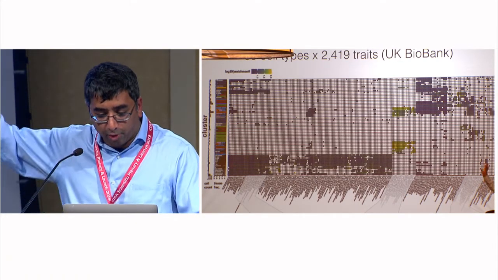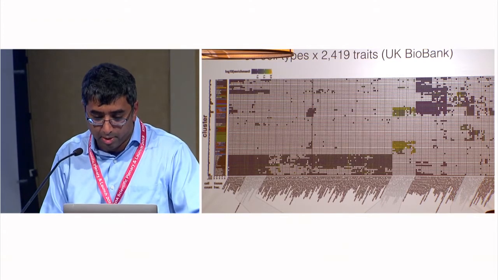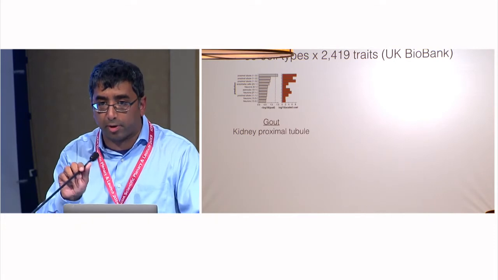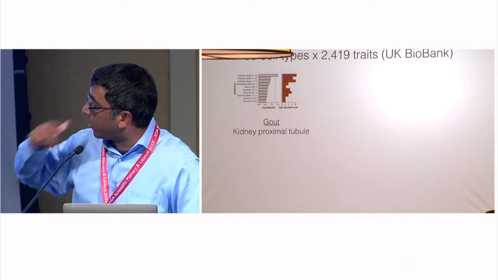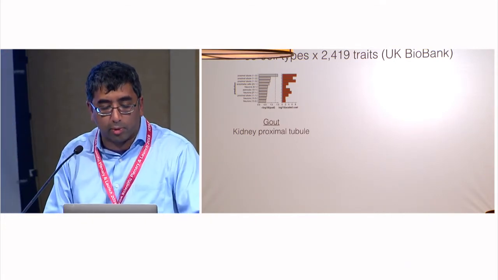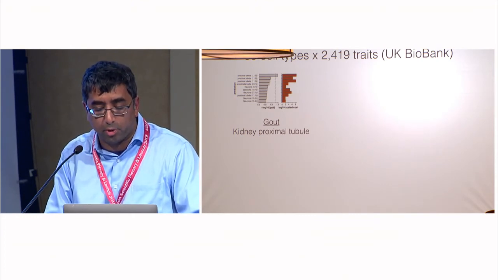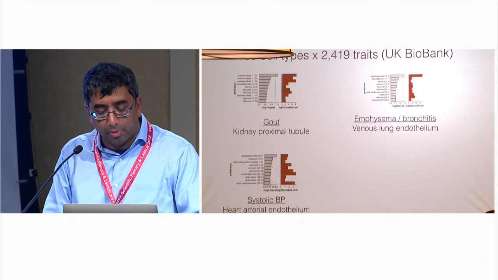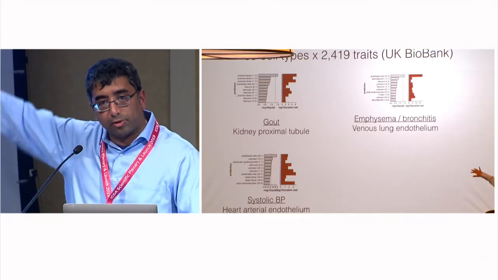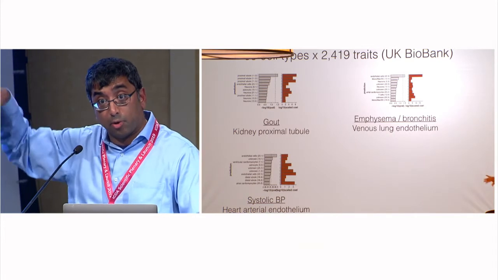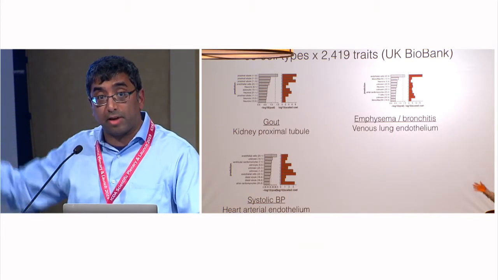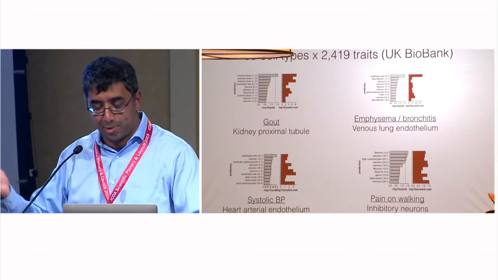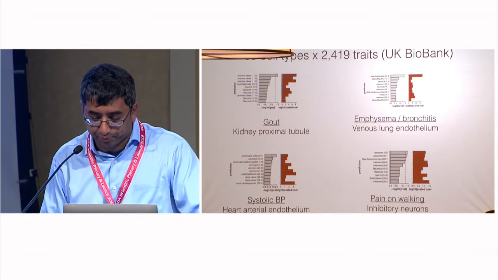And this is all a browsable matrix, and there are some fun anecdotes. So things are largely what you expect, but there are some interesting things in there. Just as an example, gout primarily associates with cells of the kidney proximal tubule, emphysema with venous lung endothelium, and systolic blood pressure with heart arterial endothelium. So we can potentially nail down not only the organs, but also the particular types of vasculature that are of relevance. And then a fun one: the pain when you walk is in your mind, not in your legs, and that kind of thing.